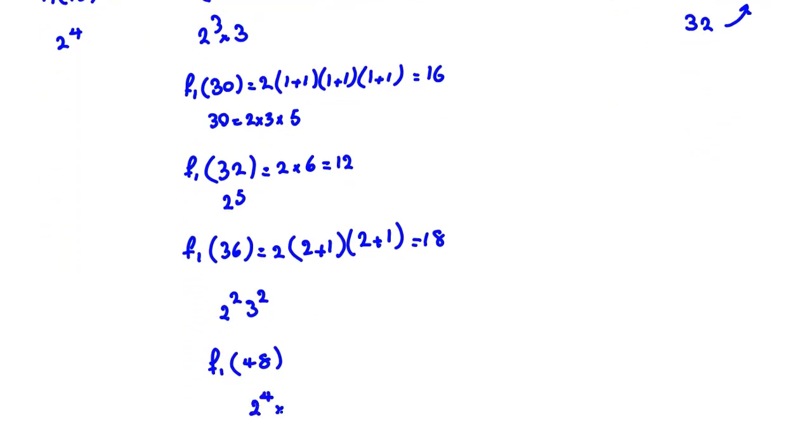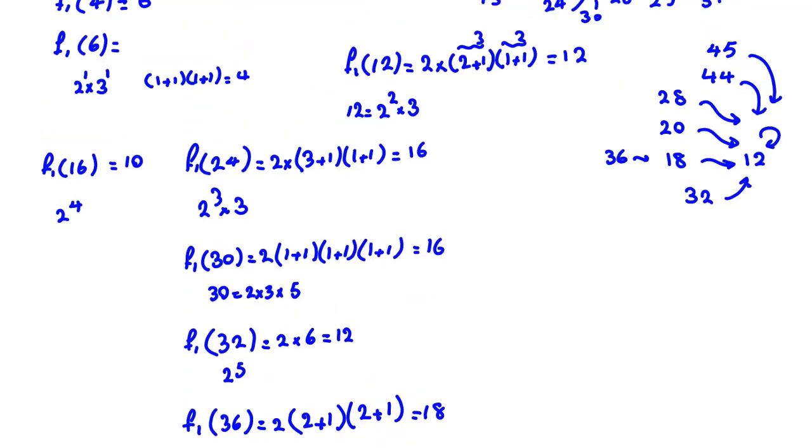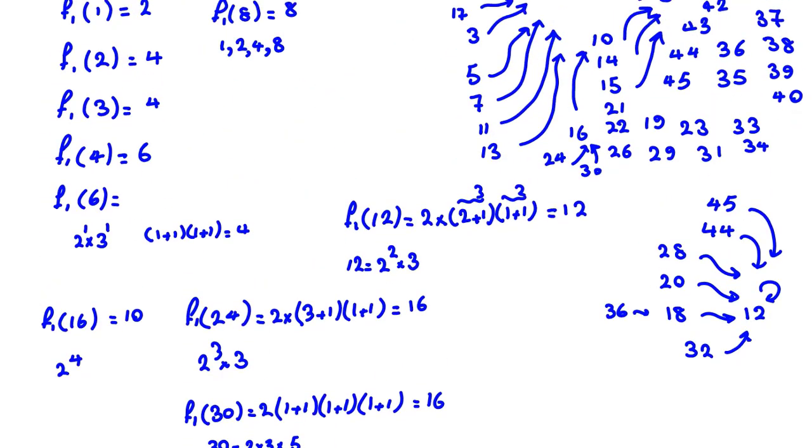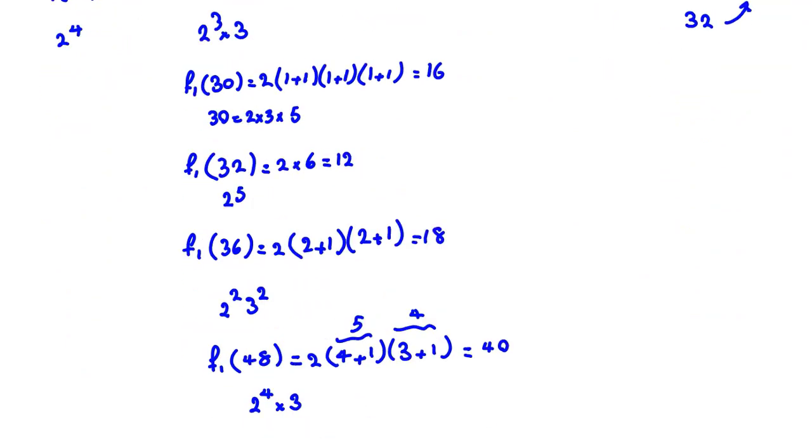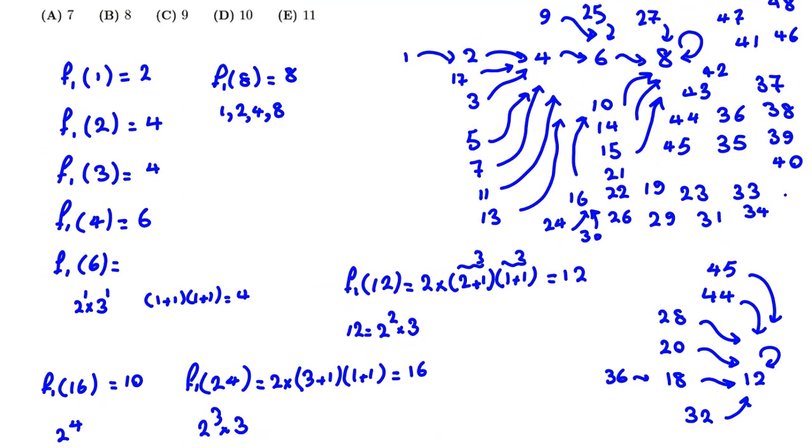48 is 2 to the 4 times 3. So it is twice 4 plus 1 times 3 plus 1. It is 4 times 5, 20, 20 times 2, 40. So 40, as we've considered, is not good. So 48 is also not good. 49 is 7 squared, P squared, not good, like 4. And 50 is P squared times Q. It is 5 squared times 2, it's good. So 50 is good.